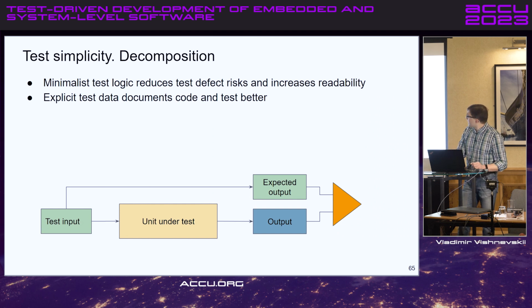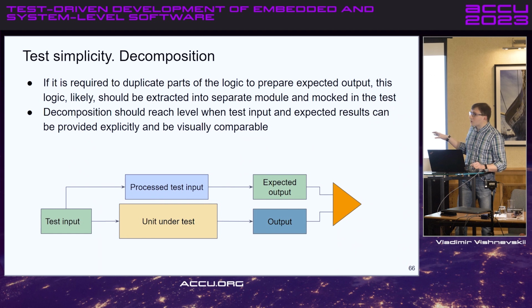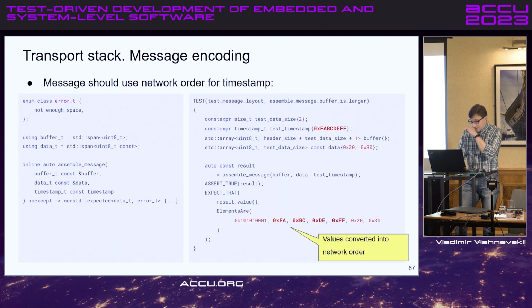And plus, the explicit data documents the use case better. If there is some processing within the test code that prepares some expected output from the test input, most likely it's an indication that some further decomposition is needed, and the object is most likely quite complex. So yeah, this can be used. Here we are specifying data explicitly, and this part is our timestamp that is in network order.